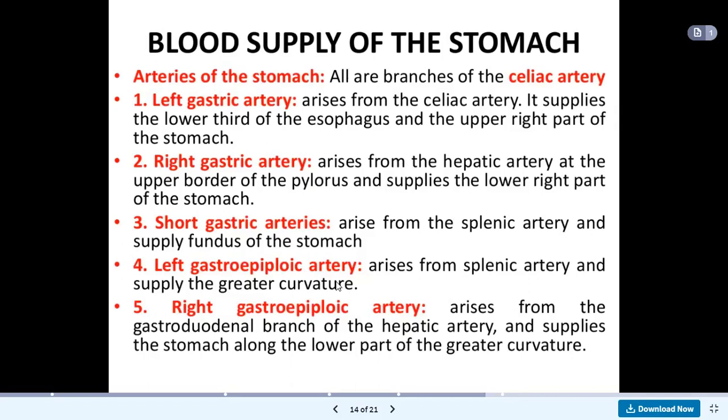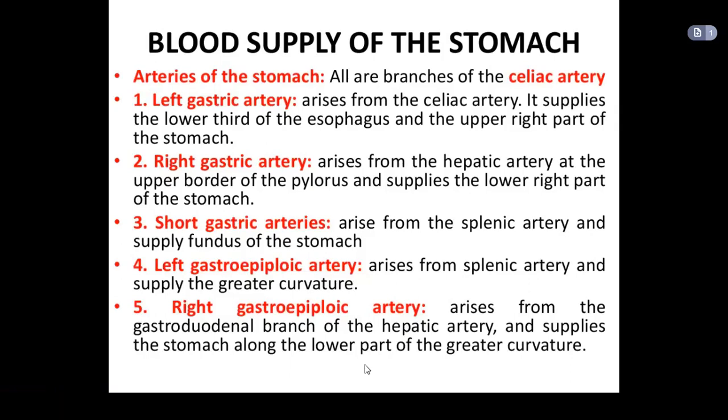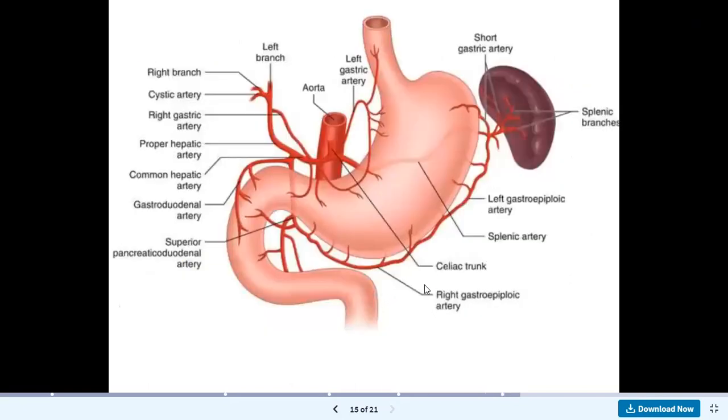So let's identify the left gastroepiploic artery or gastroomental artery. Here you see this artery, the left gastroomental or left gastroepiploic artery, which also comes from this splenic artery. You see it here, supplying the upper part of the greater curvature. The upper part of the greater curvature is supplied by the left gastroepiploic or the left gastroomental artery.